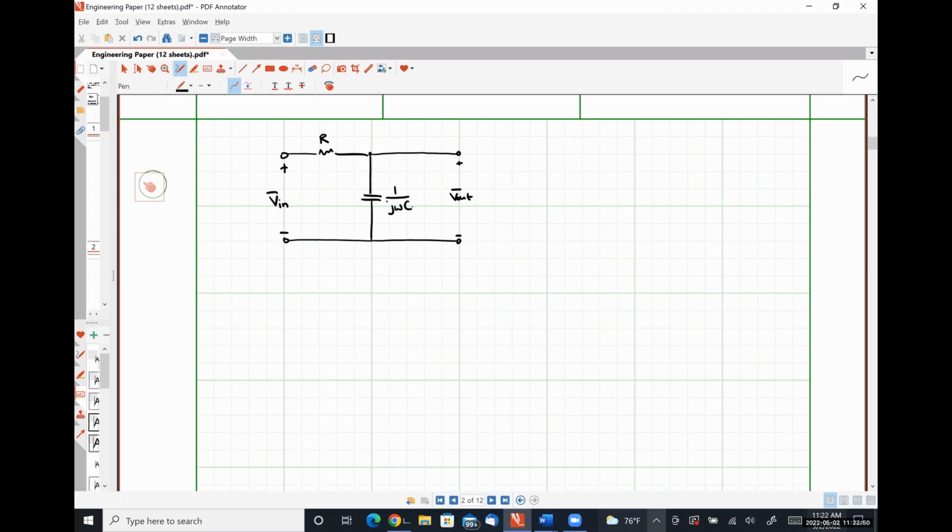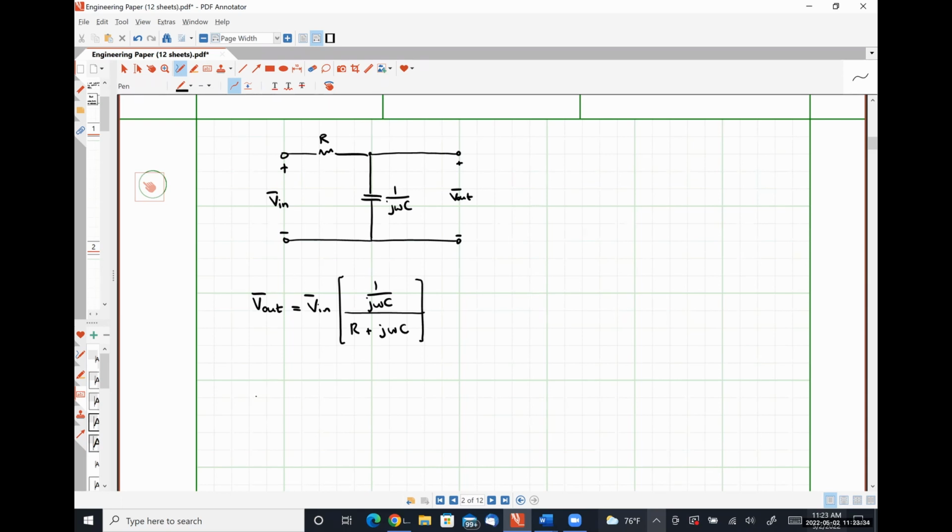Voltage division, absolutely. This is a simple voltage divider circuit where our input is applied to the RC network and our output is simply the voltage drop over the capacitor portion. 100% right. So using voltage division, we can see that V out is equal to V in multiplied by 1 over j omega C divided by R plus j omega C.